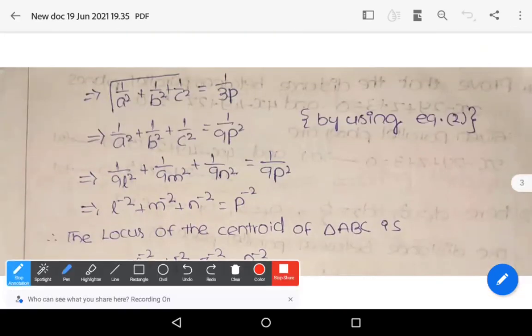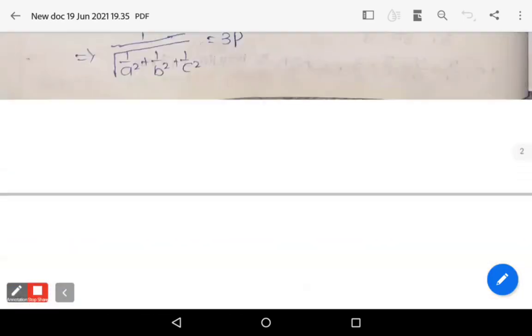If you write the reciprocal, you get this: square root of 1 by a square plus 1 by b square plus 1 by c square is equal to 1 by 3p. Squaring on both sides, 1 by a square plus 1 by b square plus 1 by c square is equal to 1 by 9p square. What is 1 by a square? 1 by a square is equal to 1 by 9l square.